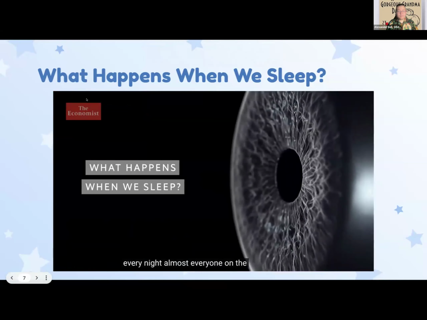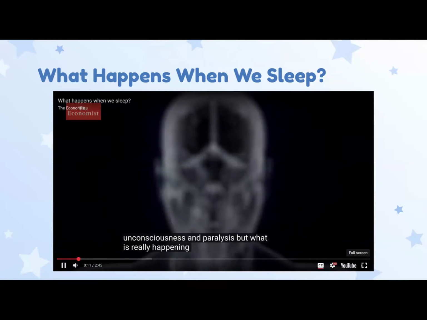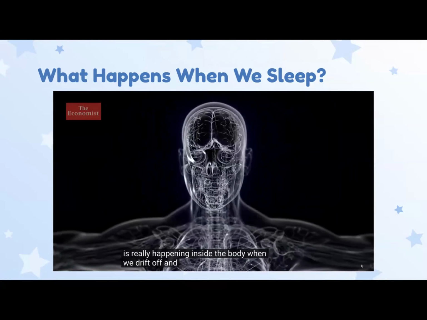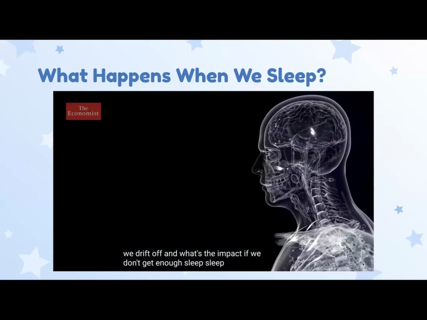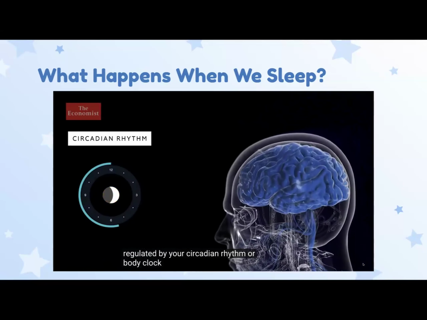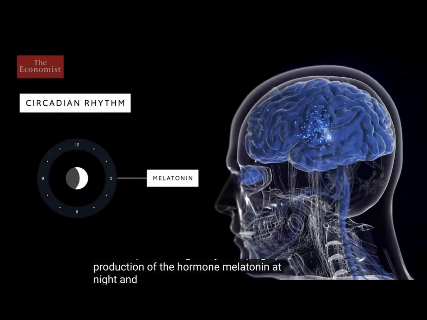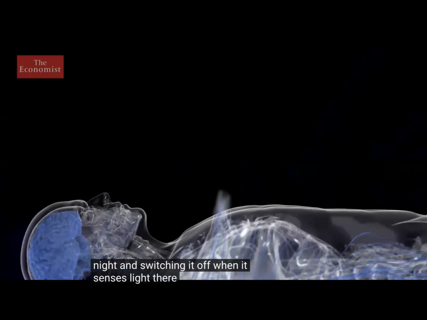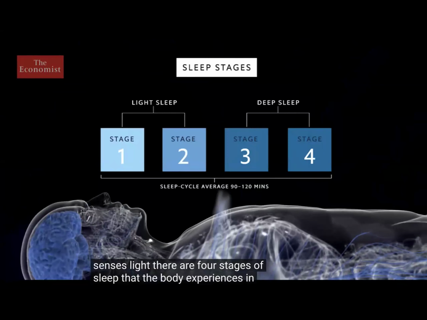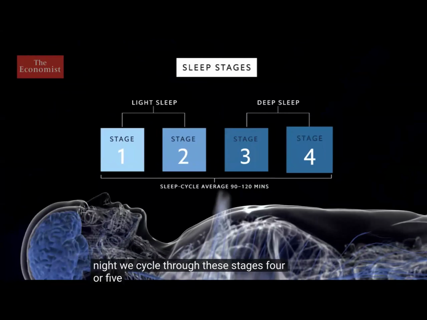Every night, almost everyone on the planet enters into a state of unconsciousness and paralysis. But what is really happening inside the body when we drift off? And what's the impact if we don't get enough sleep? Sleep is regulated by your circadian rhythm, or body clock, located in the brain. The body clock responds to light cues, ramping up production of the hormone melatonin at night and switching it off when it senses light. There are 4 stages of sleep that the body experiences and cycles through throughout the night. On a good night, we cycle through these stages 4 or 5 times.